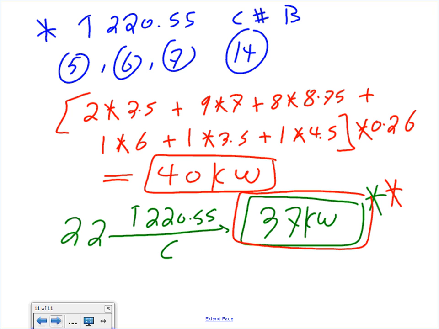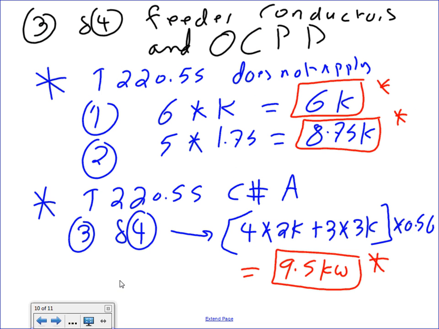So let's apply the same rule for A. I went back to A. How many of A do I have? Chris, did I say? I have 3 plus 4, 7. Can you give me 7 under C?